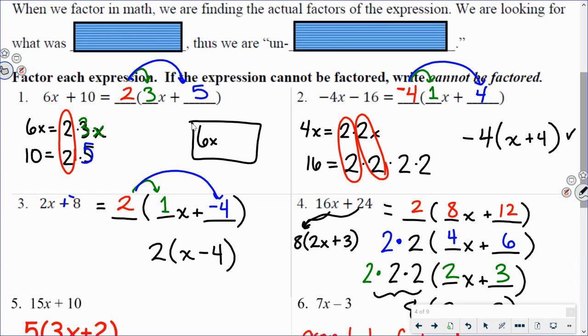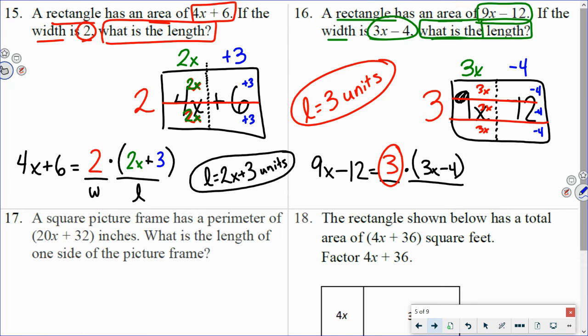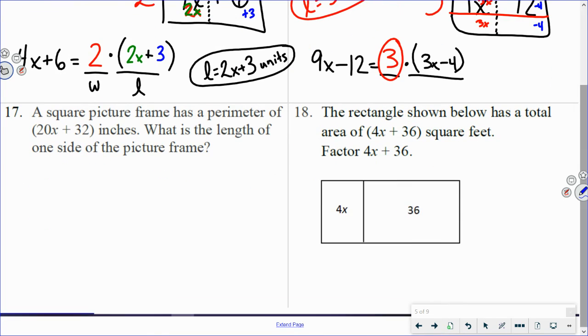You could say we got 6x, we got 10. What can we pull out of both? Well, we can pull 2 out of both. 2 sets of what? Well, 2 sets of 3x will give us 6x, and 2 sets of 5 will give us 10. And that's one way of doing the factoring visually. All right, onward to number 17 and 18.